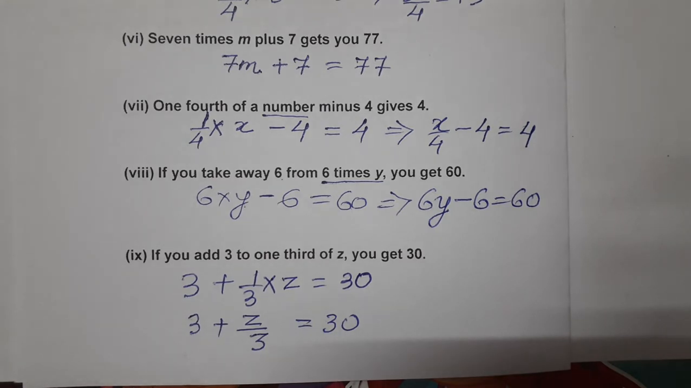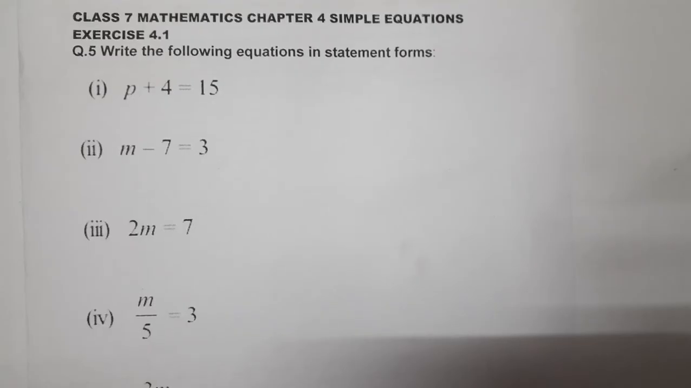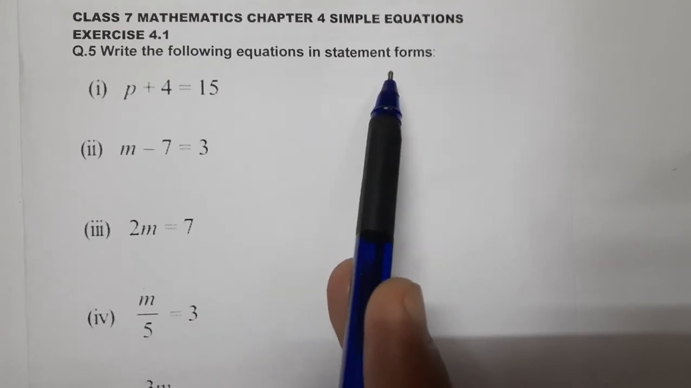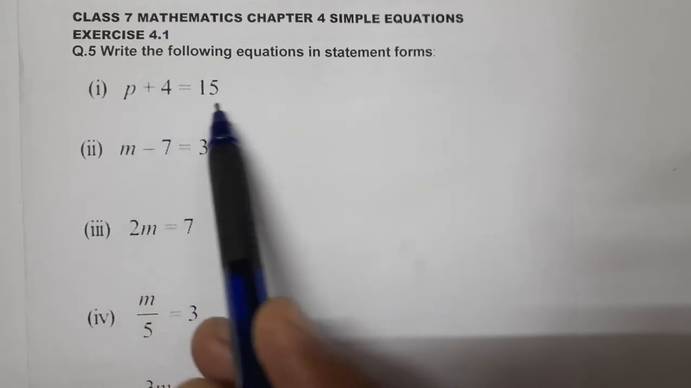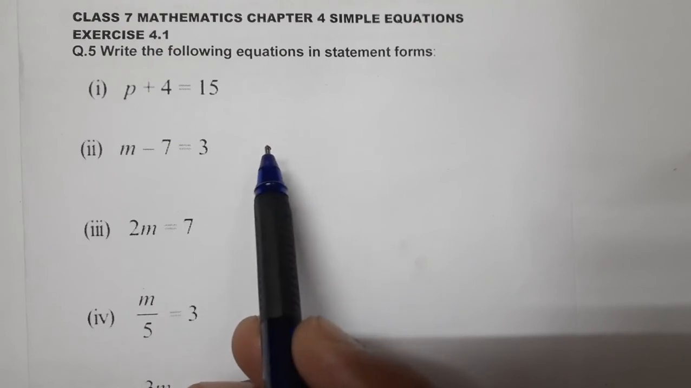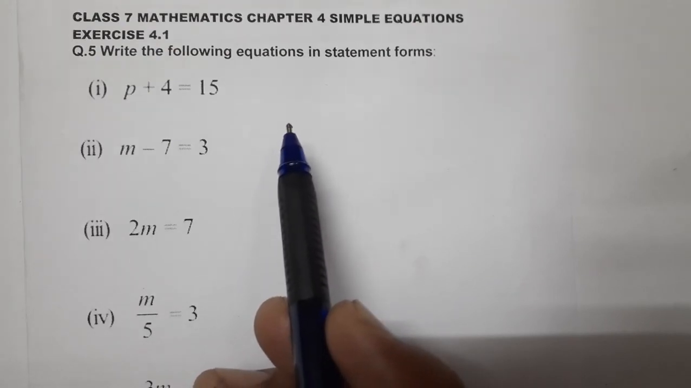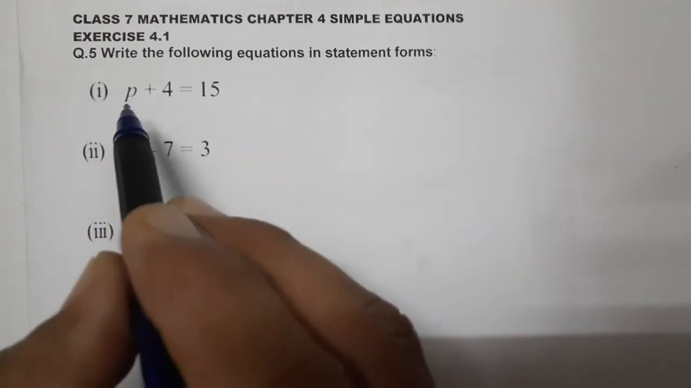Now let's do question number 5. Now see the next question. What is our next question? Write the following equations in statement form. The equation is given to us, we have to write a statement. In question number 4 we have seen statement to equation. Now equations to statement. So very easy.